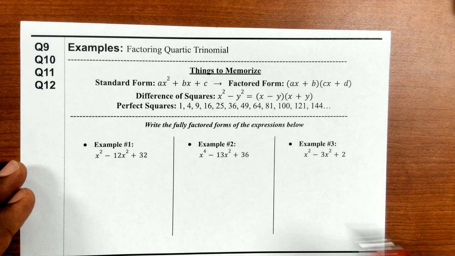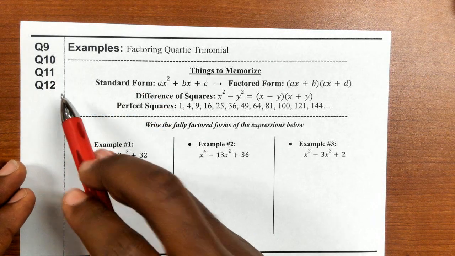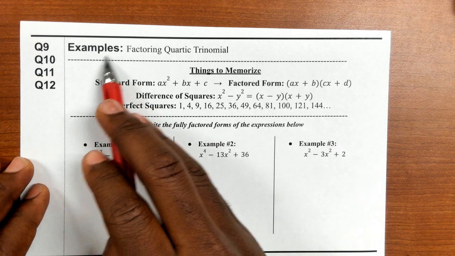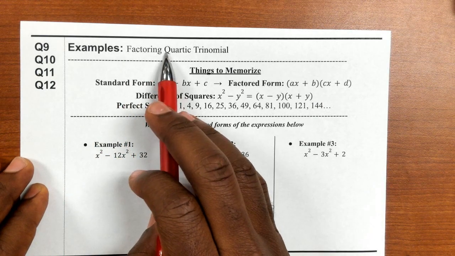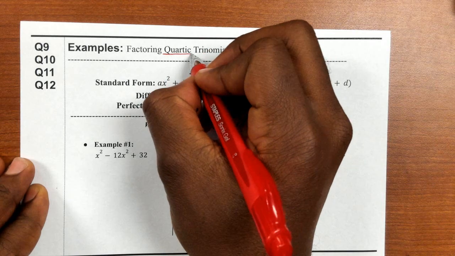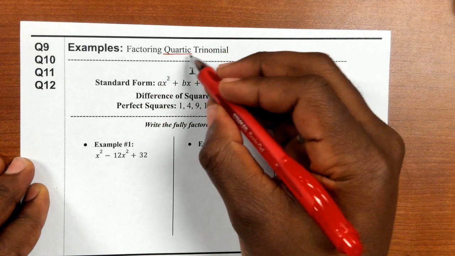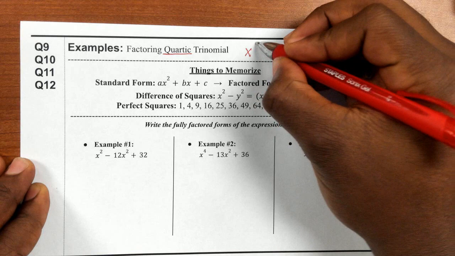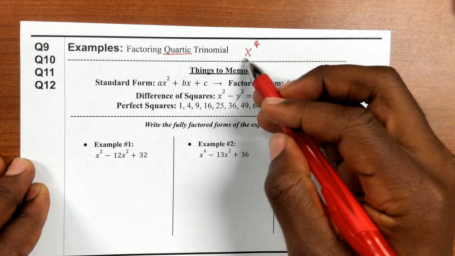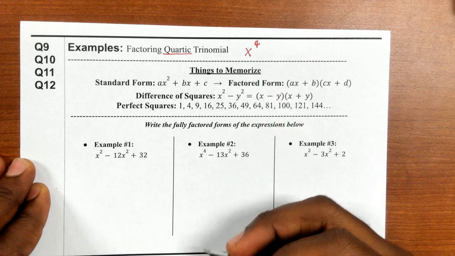Unit 7, questions 9, 10, 11, and 12. Alright? So these questions want us to factor something called a quartic trinomial. Quartic means that you have an x to the fourth power. That's what quartic means. Okay?